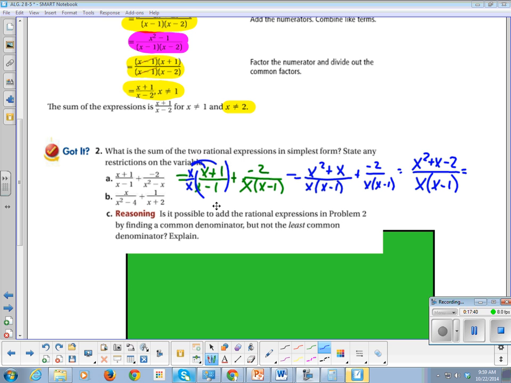And oh yeah, we're going to factor that top guy. He's going to be x plus 2 times x minus 1 over x times x minus 1. And before I cancel, I'm going to state my restrictions. For this denominator, x cannot equal 0 or 1. So I'm going to state my restrictions first, and now we can cancel x minus 1 and x minus 1, and then we get x plus 2 over x.